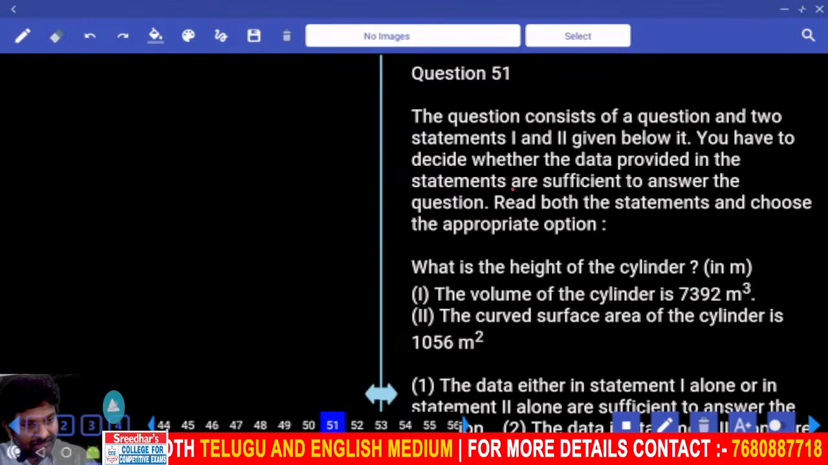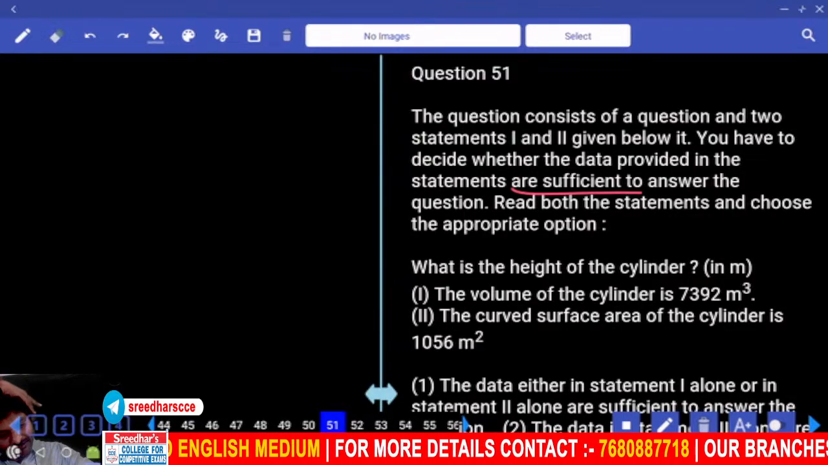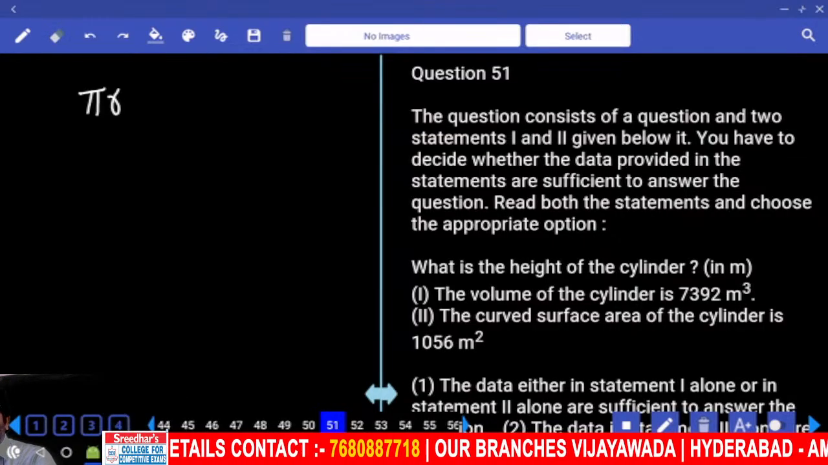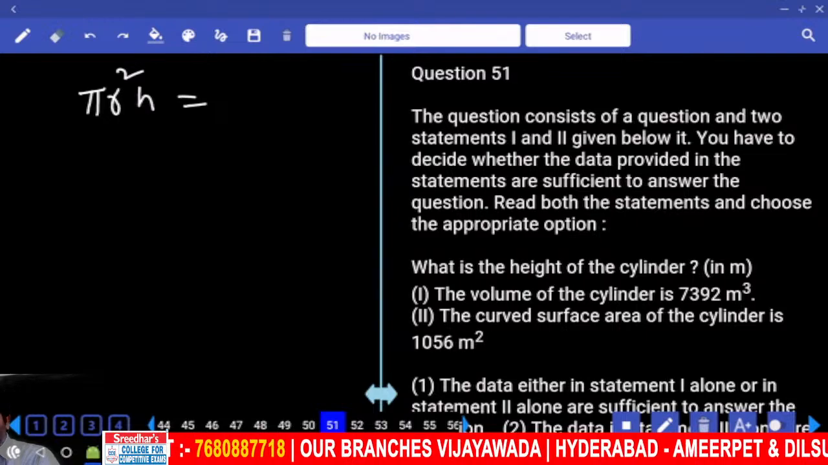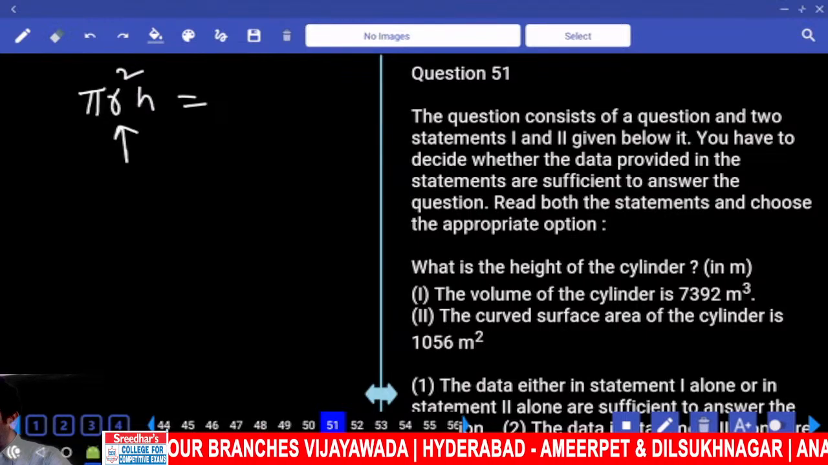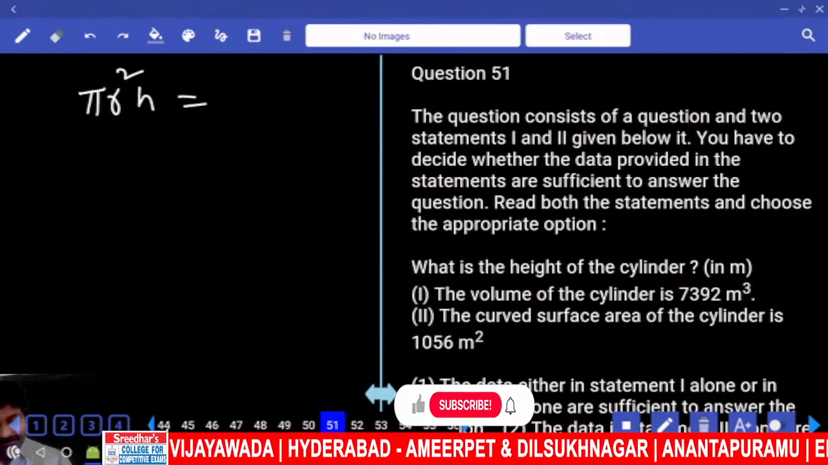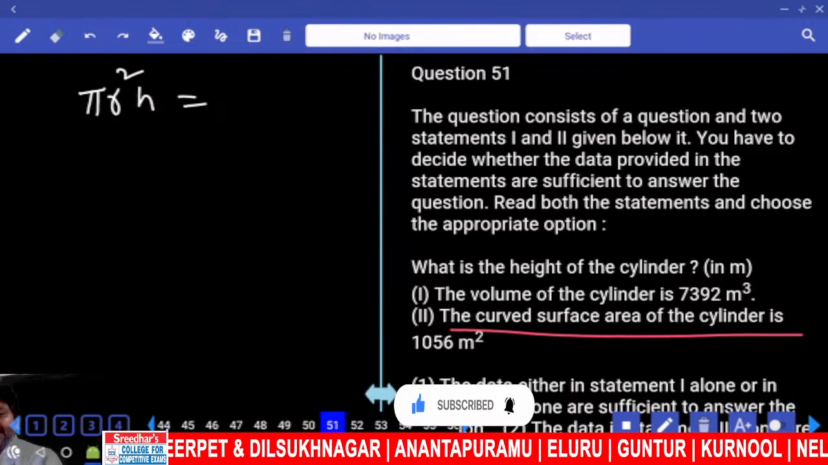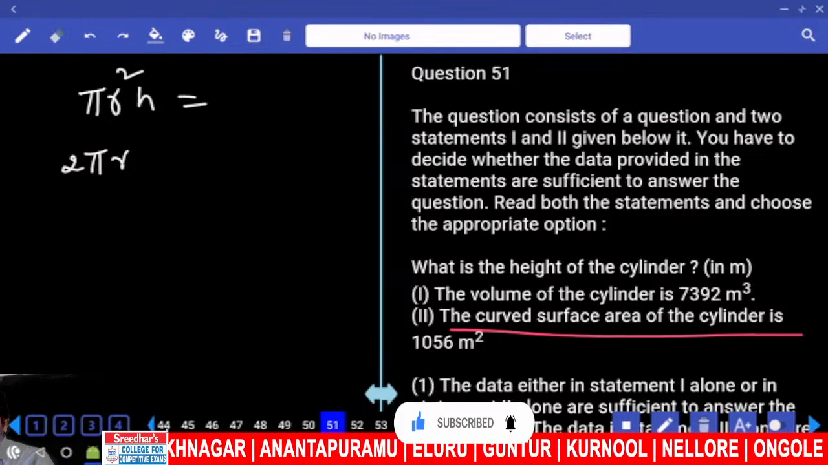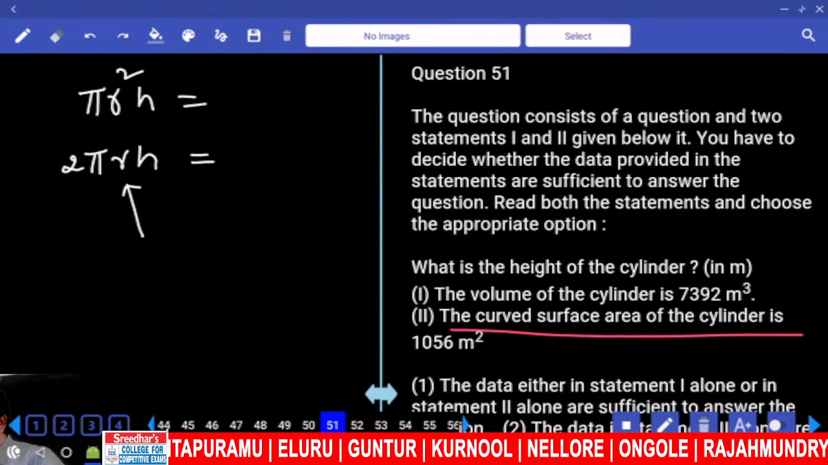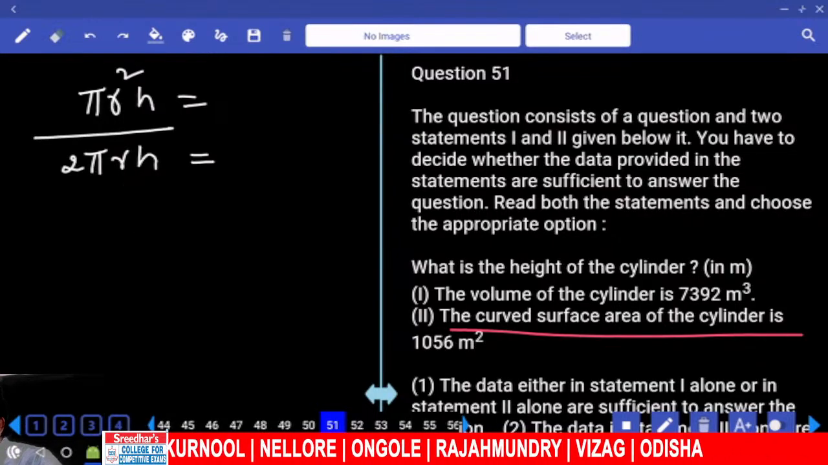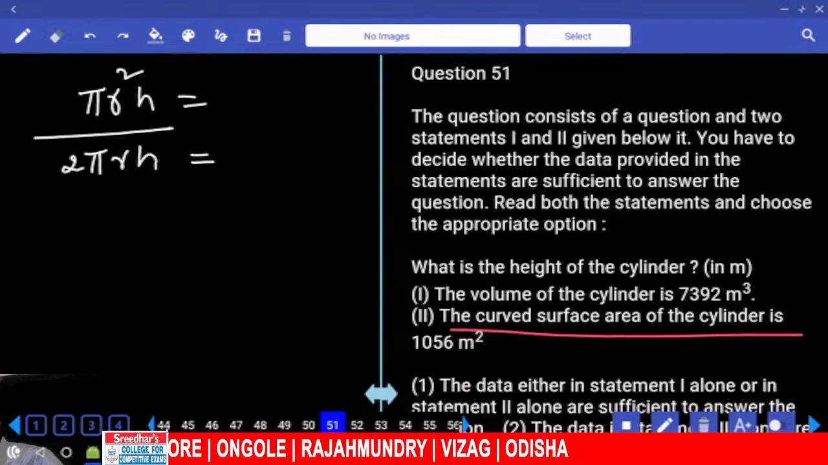Data sufficiency. What is the height of the cylinder? Statement 1: volume of the cylinder is 7392. Volume of the cylinder is pi r square h. If you know the radius, then we can calculate the height. We don't know the radius, so 1 alone is not sufficient. Statement 2: curved surface area of the cylinder is given. Curved surface area is 2 pi r h. Even here we need the radius, then we can calculate the height. When you have both, 2 equations and 2 variables, can we answer the question or not? Yes.